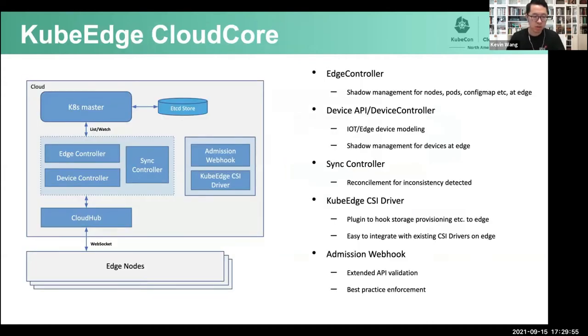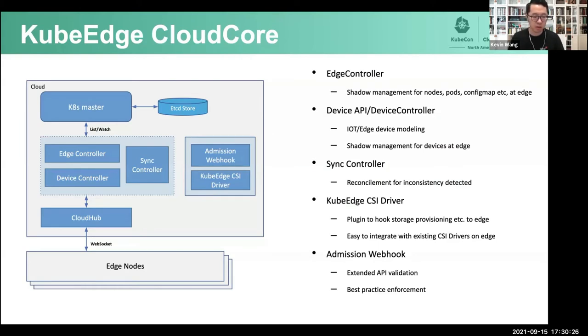Okay, so inside Cloud Core, one of the very important modules is the Cloud Hub. It deals with the message construction and manages all the connections from the edge nodes. This makes it possible for the other components to talk to each edge node, even though they are located in a private network.